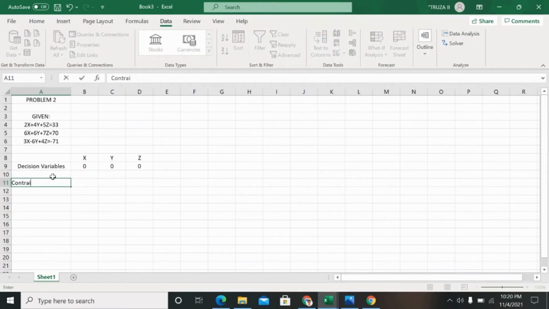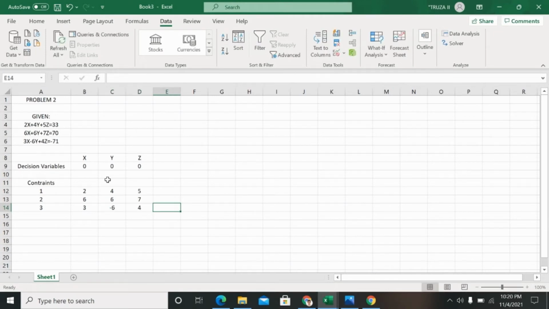So we have constraints 1, 2, and 3. In constraint 1, the coefficient of x is 2, the coefficient of y is 4, and the coefficient of z is 5. In constraint 2, the coefficient of x is 6, y is 6, and z is 7. In constraint 3, the coefficient of x is 3, y is negative 6, and z is 4.